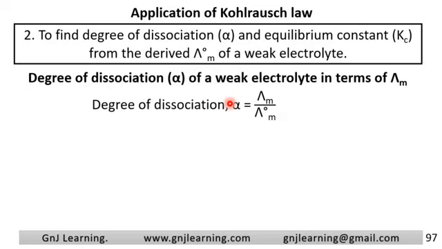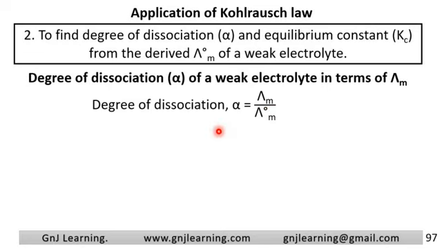For it to be a fraction, the numerator should be a small number and the denominator should be a high number. This is how you can remember it. Alpha is equal to molar conductivity divided by limiting molar conductivity, because limiting molar conductivity is the maximum value. So the lower value is on top in the numerator and the higher value in the denominator. So the value of alpha will be a fraction. Alpha is equal to lambda m divided by lambda m0.